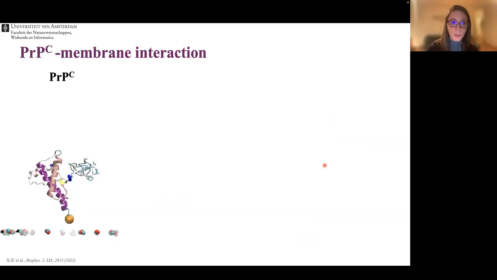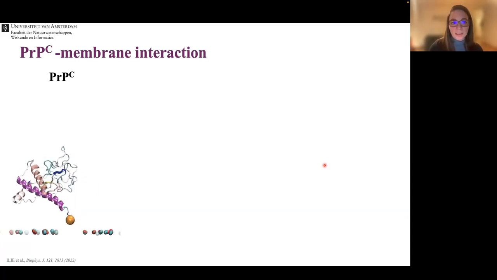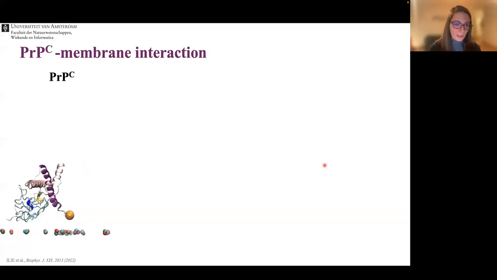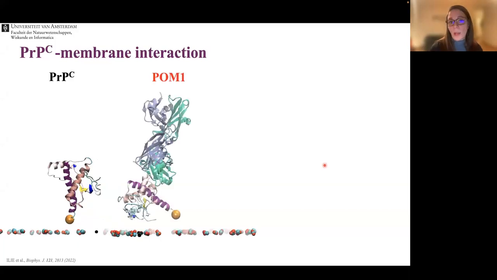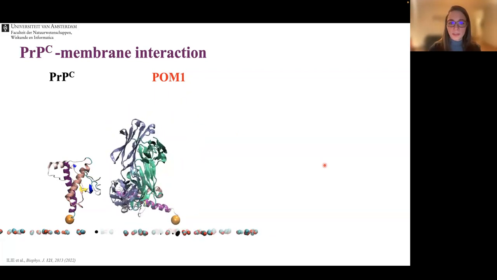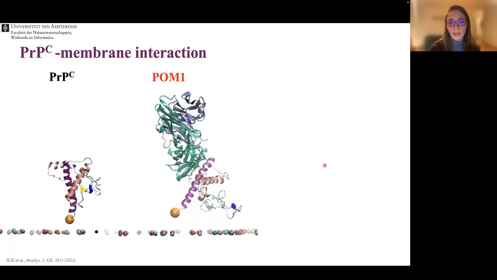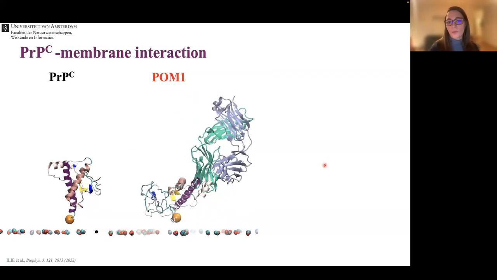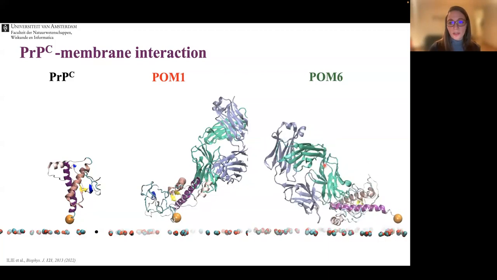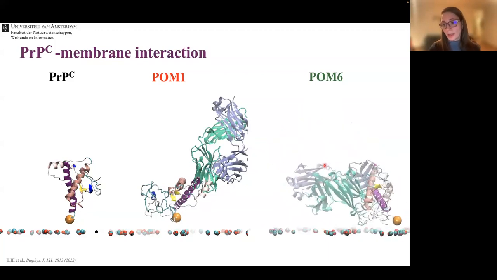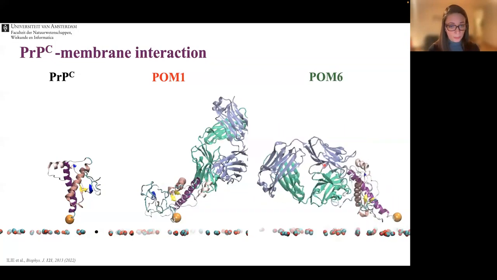And because nothing speaks more than movies, I will just show you a few movies from our simulations. We see that when the prion protein is alone, it's very dynamic. It dances on the surface of the cellular membrane. Now, when POM1 is attached, the neurotoxic antibody, the motion is indeed restricted, still driven by the flexible tail, and the globular domain has more of a rotating motion on the surface of the membrane. Now, when POM6 is attached, we find that this restriction is reflected more in a rotating motion around the long axis of the cellular prion protein.